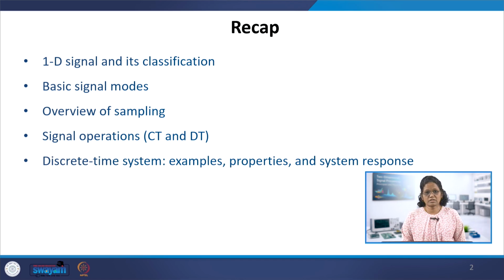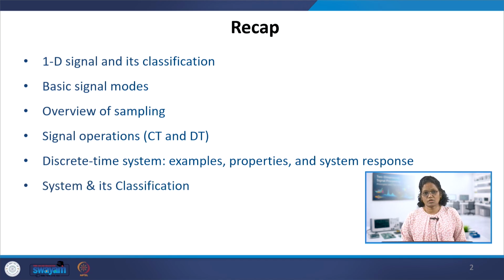Also, the discrete time system was introduced with some examples, and the very popular and common discretized systems we looked into, like the moving averager, the accumulator system, and so on. And also their properties, whether it is linear or time invariant, and the system response. Especially when we consider this, it contains two components: with zero initial conditions, what is the response, that means the zero state response, and then the case when the input is absent, that is the zero input response. So zero state response and zero input response we had seen.